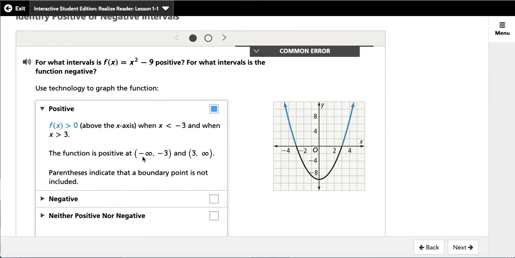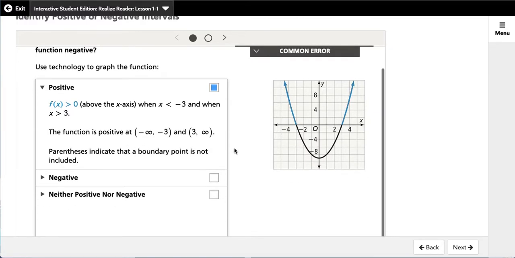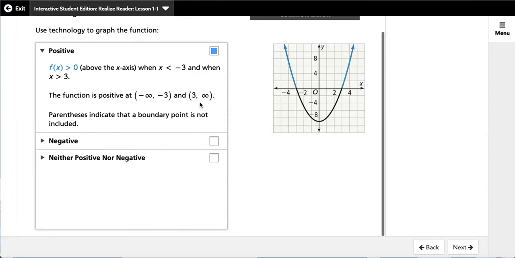You should always start with the left-hand bound. The left-hand bound is negative infinity, and the right-hand bound is negative 3, but it can't equal negative 3 because if it equals negative 3, it's going to equal 0, and we want to know when it is positive. And from positive 3 and up, so from 3 up to infinity. The parentheses indicate the boundary point is not included, and you'd never want to include infinity or negative infinity.